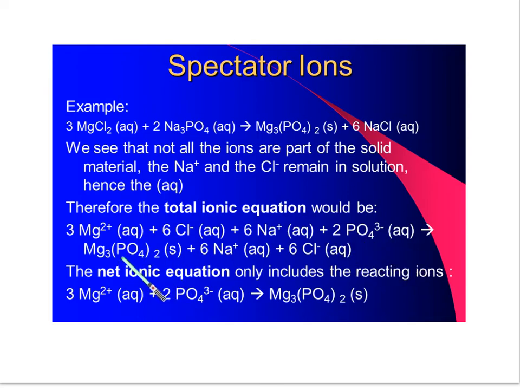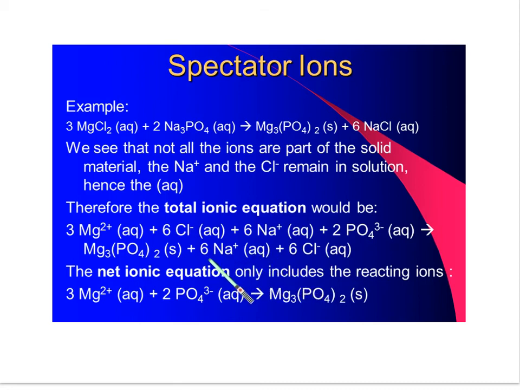But then on the product side, we had the Mg3(PO4)2, and it doesn't exist as ions. It exists in compound form as Mg3(PO4)2 in the solution. And so we represent it accordingly, and we note the state as a solid. But we mentioned that the 6 Na+ and 6 Cl- are both dissolved in aqueous solution. And so we represent that. And this is what I was mentioning.